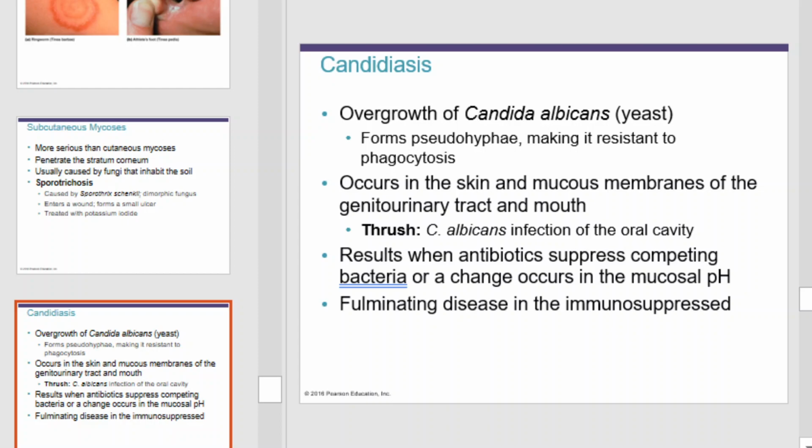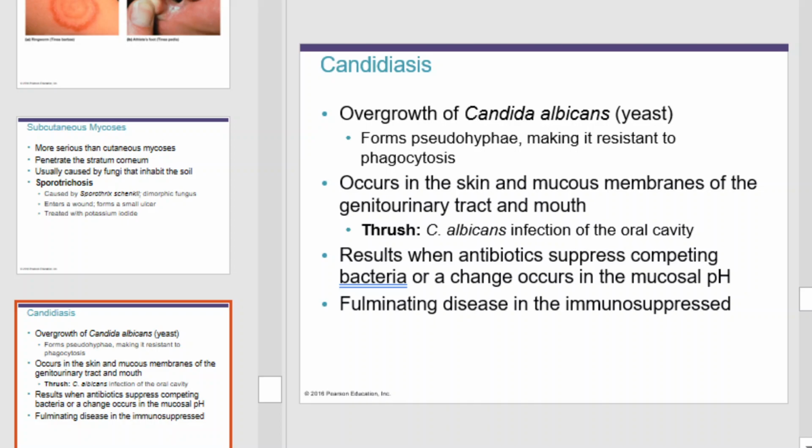Candidiasis is basically a yeast infection. Candida albicans is a yeast. It forms pseudohyphae, making it resistant to phagocytosis as it grows either on the skin or internally. It occurs in the skin and mucous membranes, the genitourinary tract, and mouth. Thrush is the pathogenic growth of Candida in the mouth.